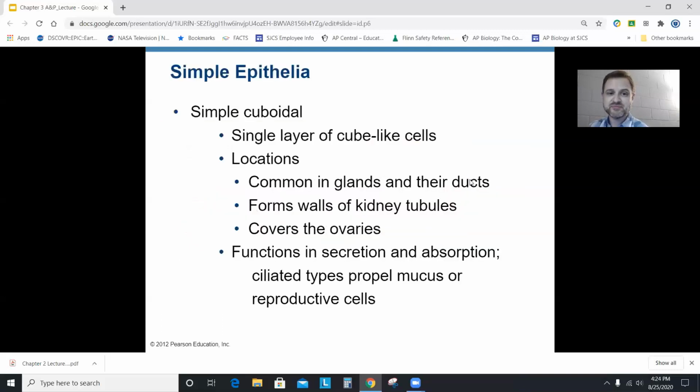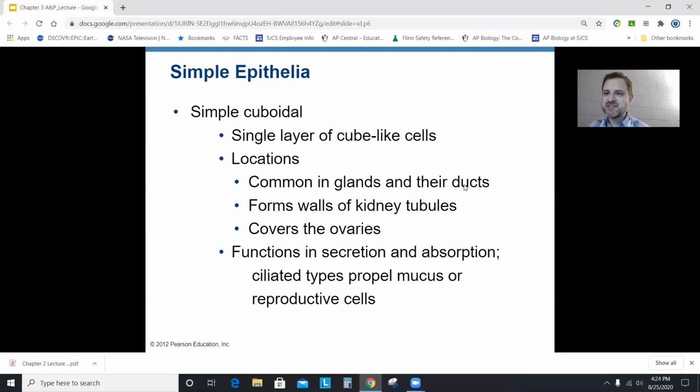so you can exhale it. Simple cuboidal would be a single layer of cube-shaped cells. Like the previous example, like simple squamous, but the cells are a little bit thicker, they're cube-shaped. These are common in glands and their ducts. So picture a gland, like your adrenal glands, and a duct would be like a little tube coming off the gland. You find these in the walls of kidney tubules or ureters. The membranes covering the ovaries are also this kind. Like the previous kind, it mainly functions in secretion and absorption.